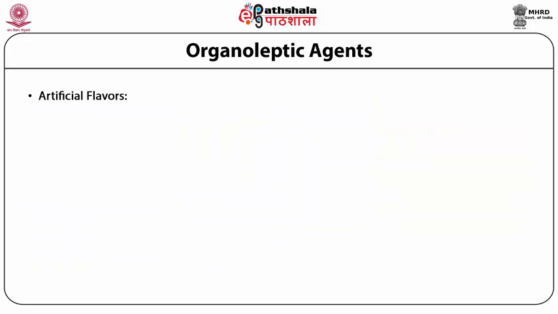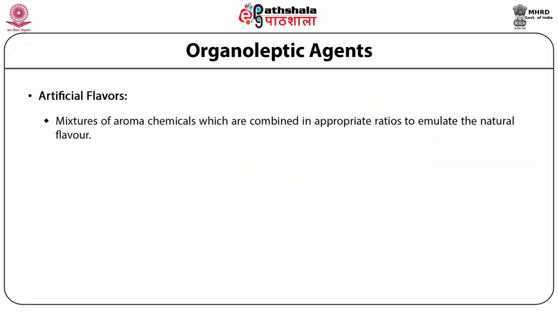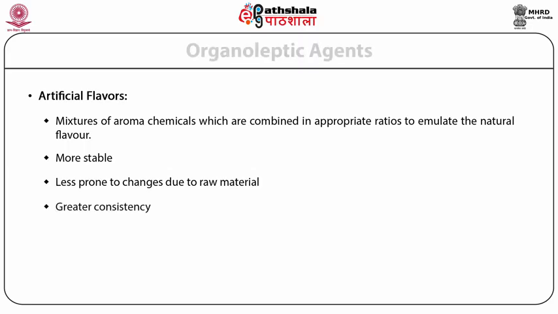Peppermint oil. It is obtained from Mentha piperita and its allowable limit is 8000 ppm. Artificial flavors. Mixtures of aroma chemicals which are combined in appropriate ratios to emulate the natural flavor. These flavors are more stable and are less prone to changes due to raw material. These also provide greater consistency.